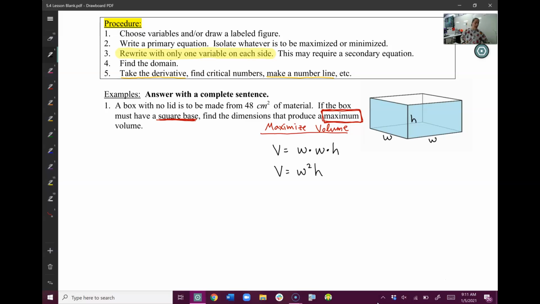So now let's go back to that one key critical thing that I told you to highlight right here in the procedures. Rewrite with only one variable on each side. So if I look at this equation, if I look at the left side, check, only one variable on that side. If I look at the right side, that has two variables, which means I cannot take the derivative or make a number line of this equation yet. I need to get the right-hand side into one variable only.